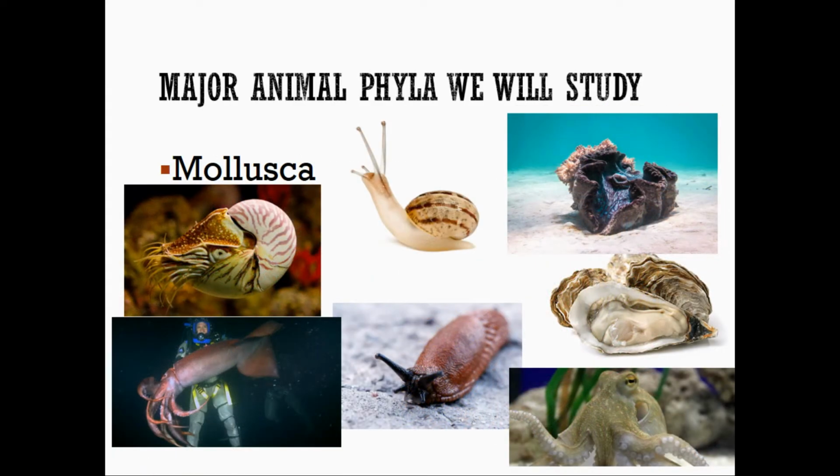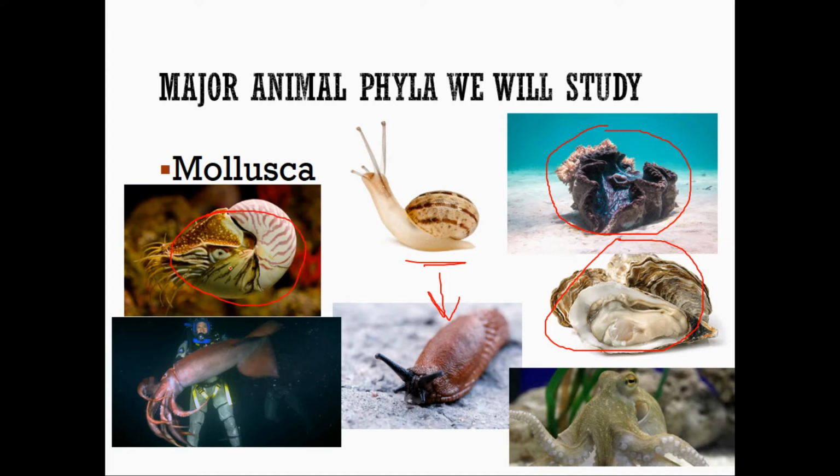Next, we have probably one of my favorites. This is phylum Mollusca. These are the mollusks, and you can see there are lots of different kinds. We've got the snail and the slug in phylum Mollusca. The clams and oysters, this is a giant clam, and this, of course, is the good old-fashioned oyster. If you've ever had oysters on the half shell, you're familiar with the bivalves, which is their class, the clams and oysters. And over here is a nautilus.